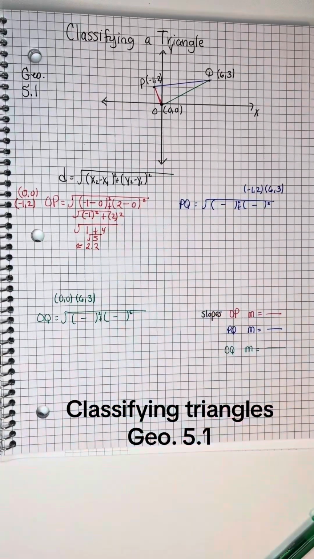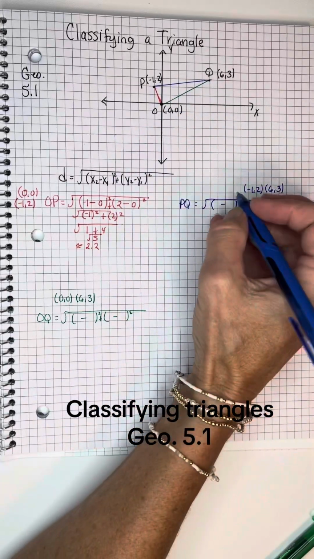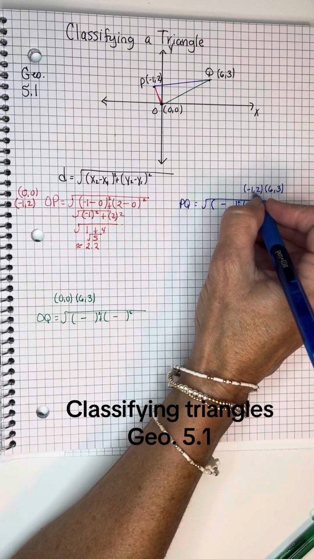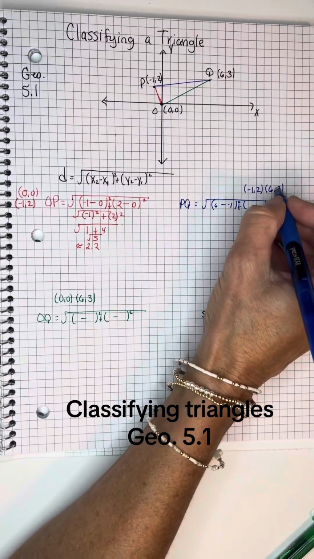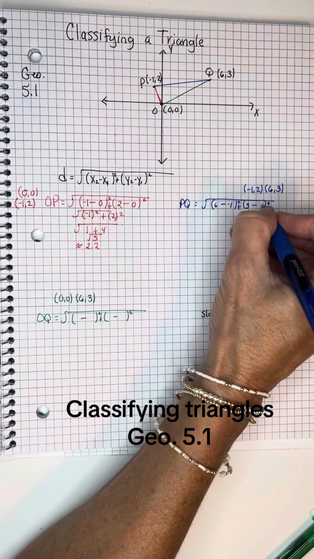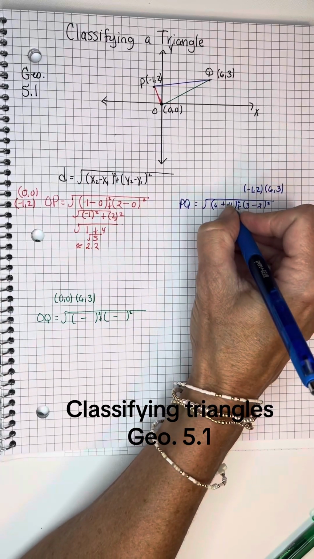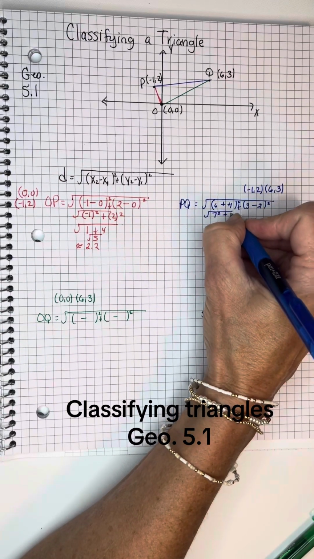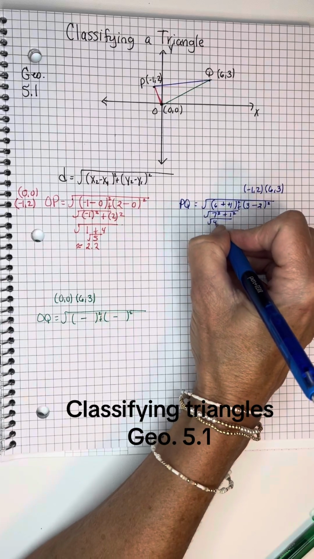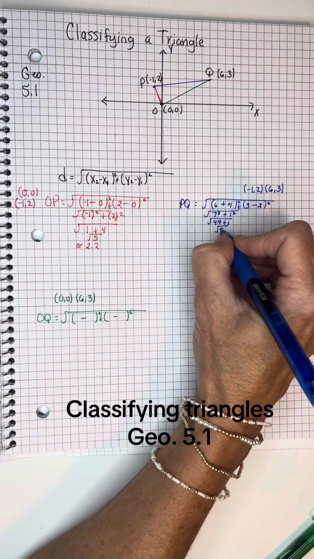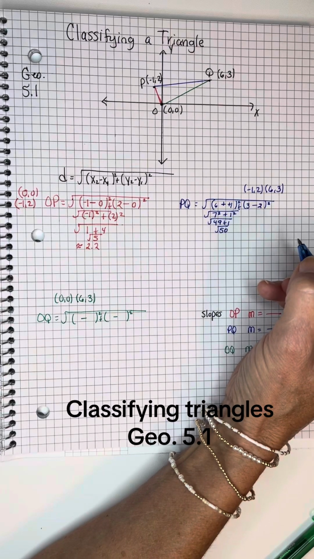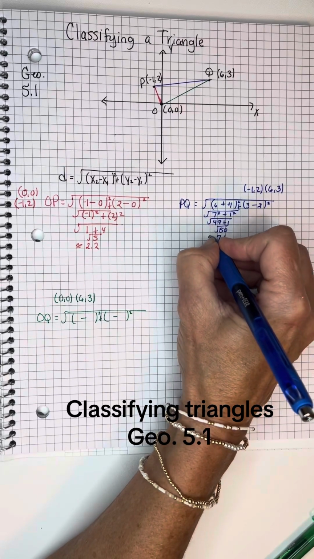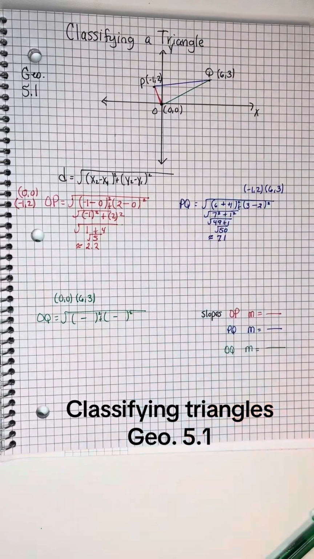Okay, now on the next one, PQ. All right, so here are my ordered pairs for P and Q. That's where I got them. X2 and x1 is 6 and -1. Y2 and y1 is 3 and 2. When I subtract, I get 7 squared plus 3 minus 2, which is 1 squared. So that is 49 plus 1, which is the square root of 50. If you put that into your calculator, you're going to get approximately 7.1, rounded off to the nearest tenth.